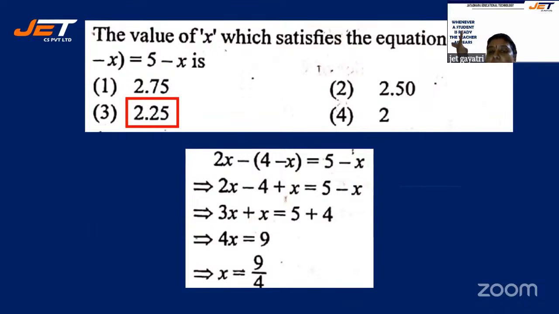So let us bring all the x together. 2x minus 4, minus into minus plus x is equal to 5 minus x. Now let us bring all x to one side. What is 2x plus x? It is 3x is equal to 5. When this minus 4 goes to the other side, it becomes plus 4. So 3x plus x is 4x is equal to 5 plus 4 is 9, whereby x becomes 9 by 4. When you divide 9 by 4, we get 2.25. So that's why your option 3 is correct.